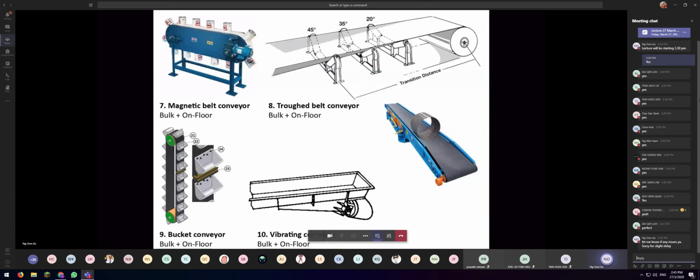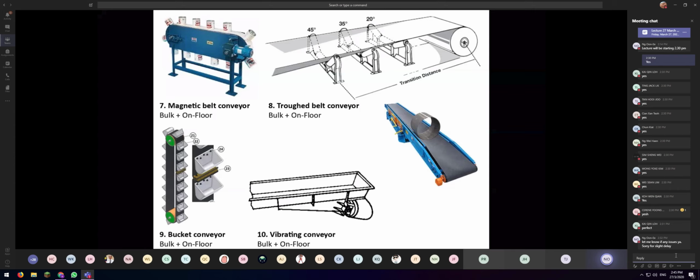Then your magnetic belt conveyor is for magnetic items which can be attracted by magnets. Your trough belt conveyor is only for bulk items, and you can see that because of the different angles here, so that the bulk items would generally move towards the center and be carried through. There's a bucket conveyor, mainly used for grain and things like that.